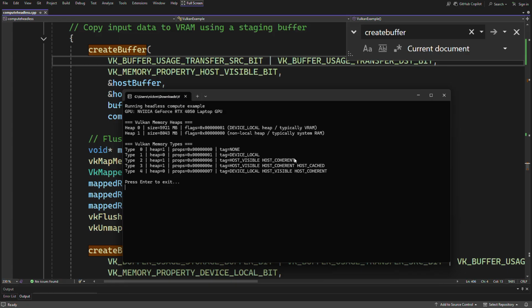But for this one, the GPU reads are slow, right? The GPU reads are very slow. And that makes sense because it's based on CPU RAM, and it's host coherent, so the GPU has access to it, but it's slow.